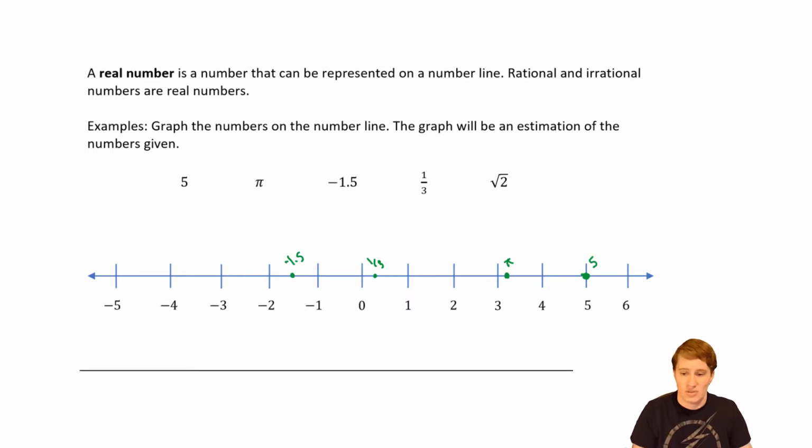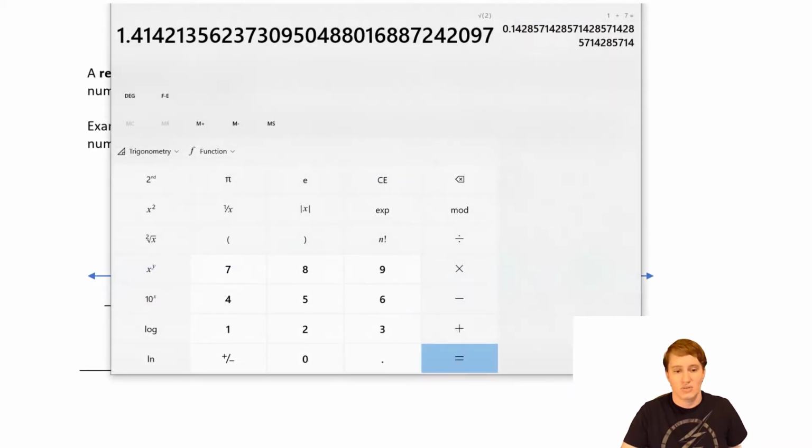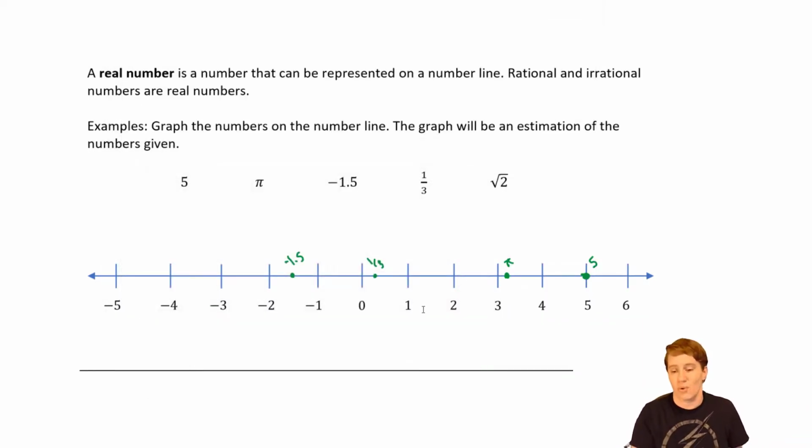And then square root of 2, we would have to either think about other square roots that we do know, square root of 1 and square root of 4, which are 1 and 2. So it has to be between 1 and 2. Or we could put it into our calculator like I did earlier and get the decimal. So this is 1.4 and a bunch of other stuff. But 1.4 is enough for us to be like, okay, so it's somewhere between 1 and 2, close to halfway. So there, that's square root of 2.